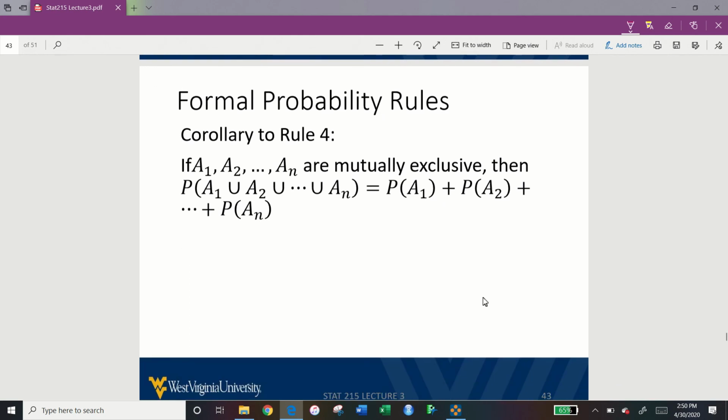I also want to give you a corollary to our Rule 4. If A1, A2, all the way to AN are mutually exclusive, meaning they're disjoint, then the probability of the union of events A1, A2, all the way to AN equals the probability of A1 plus the probability of A2 plus ... the probability of AN.